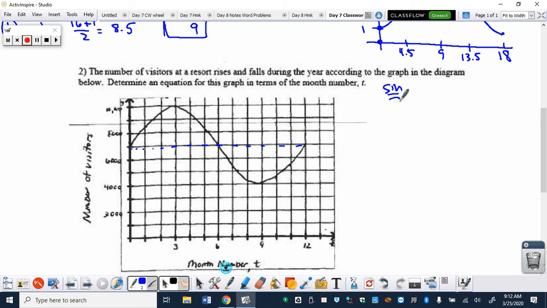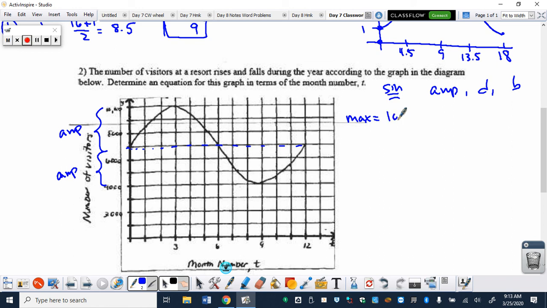And we need amplitude. We need the vertical shift, and we need the b value. It's not a negative sine curve because we're going up, and we're going to need the amplitude. So the amplitude is going to be the distance from the midline to the maximum, or from the midline to the minimum. And we can also get the max and the minimum from the graph. So there are a couple of different ways of finding amplitude and the midline.